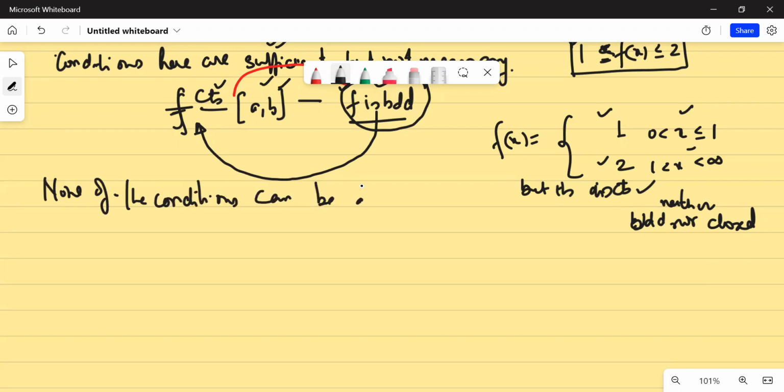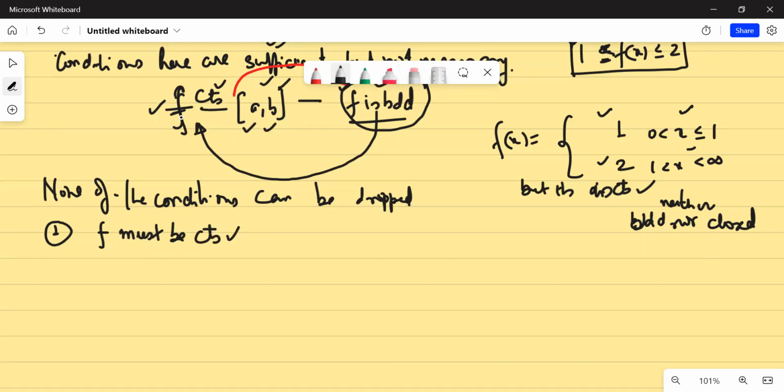What do I mean? What was the condition? That f must be continuous. F must be defined on closed and bounded interval. None of the conditions can be dropped. Let us say that my function f is, f must be continuous.